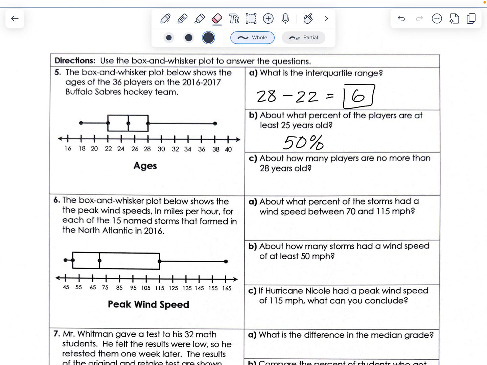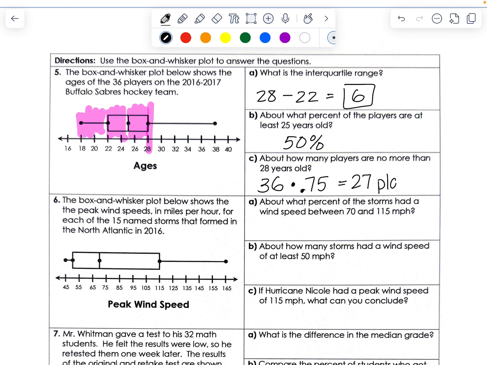All right, and then the last question, how many players are no more than 28 years old? So that means you're looking at the 28. It says there are 36 players. 36, not 26. 36 players times how many quartiles are below that? So 1, 2, 3. That's 75%. 3 times 25 is 75. So multiply that by 0.75, and hold on, I forgot that off the top of my head. 27 players. So 27 players are less than 28 years old.